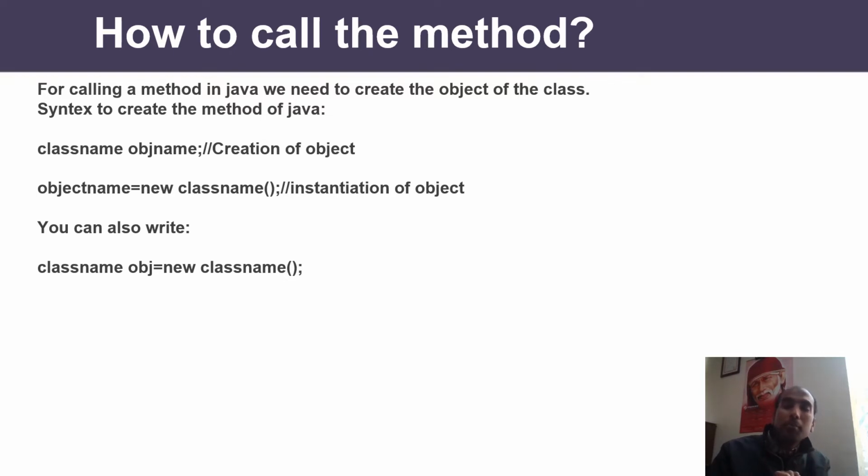Actually this is not a class name, that is a constructor. Any method which has the same name as the name of the class, you must know that is nothing but a constructor. So that is the way to instantiate the object.